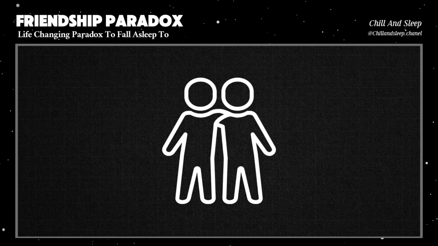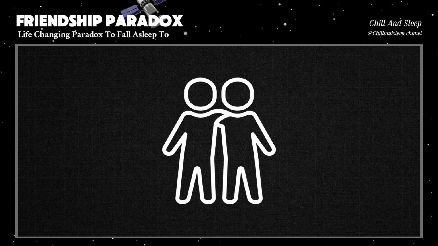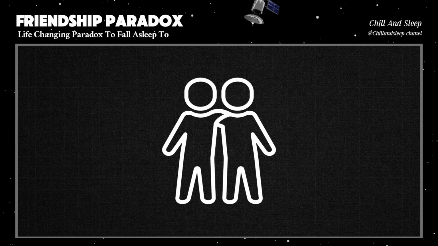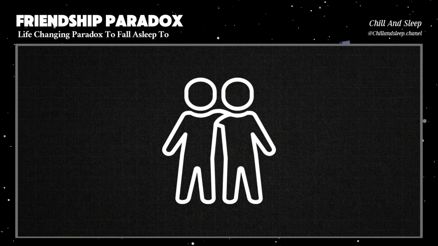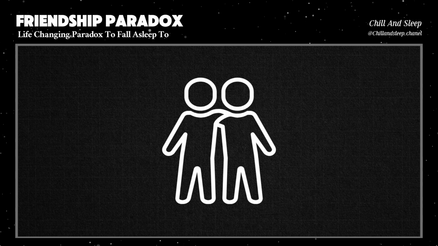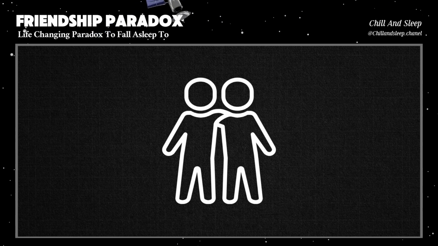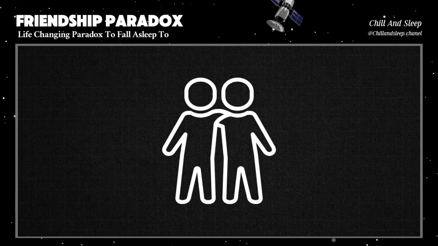But perhaps the most profound lesson of the friendship paradox is what it teaches us about perspective. It reminds us that our view of the world is always partial, shaped by the connections and relationships we have. Just as your friends seem more popular, your perception of other aspects of life, success, happiness, or wealth might be skewed by the people you're exposed to. The paradox invites us to question these perceptions, to recognize their limitations, and to focus on what truly matters.